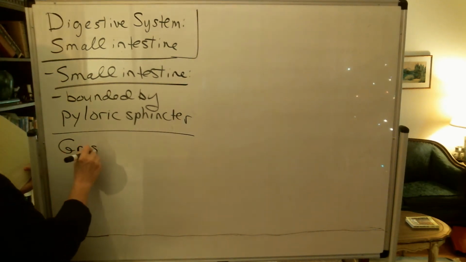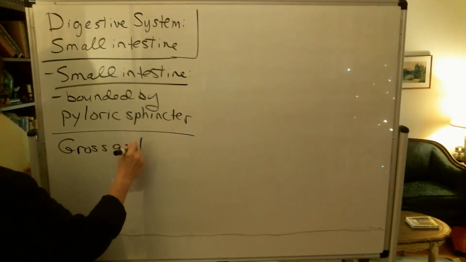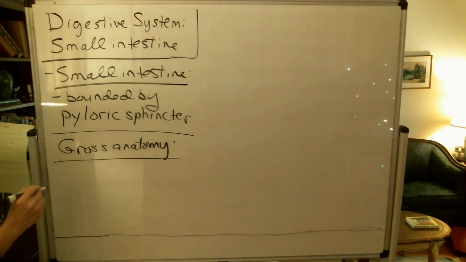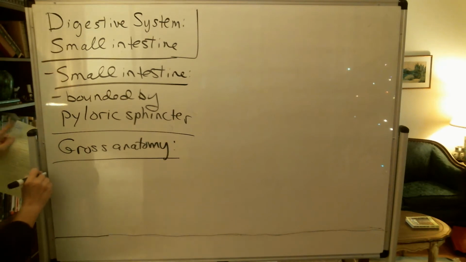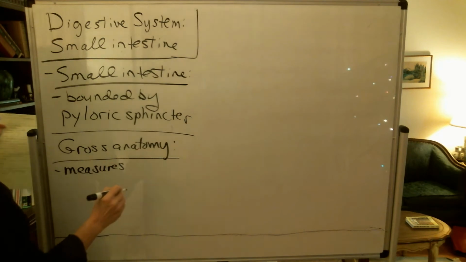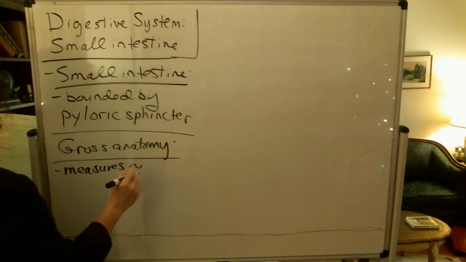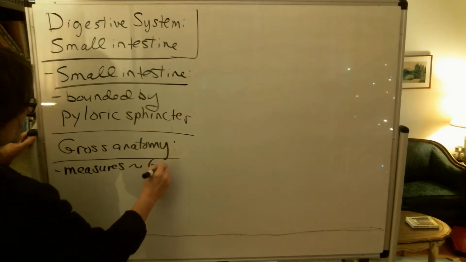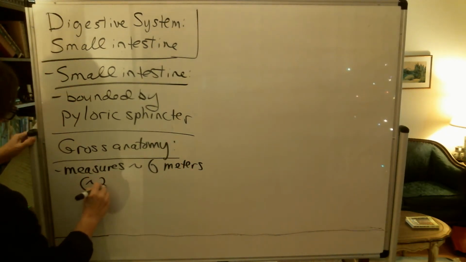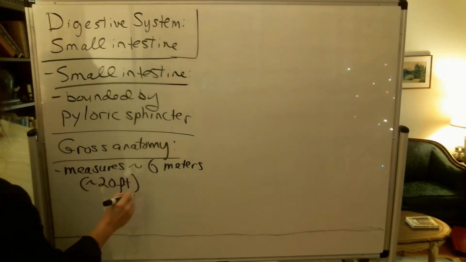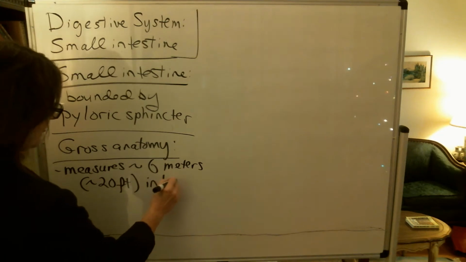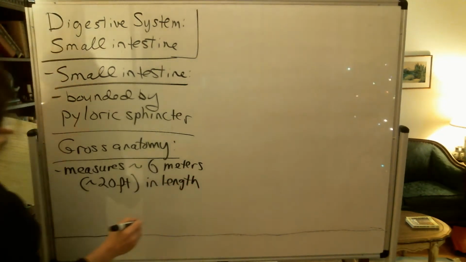So, the gross anatomy of the small intestine is that it measures approximately 6 meters. That is to say, approximately 20 feet in length.